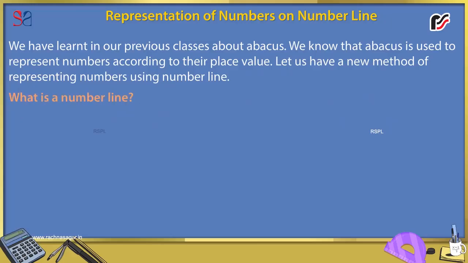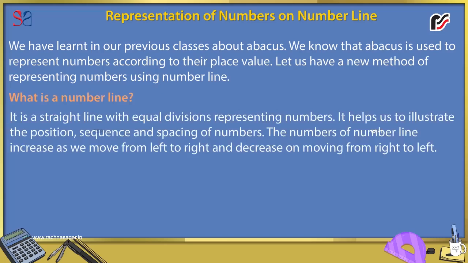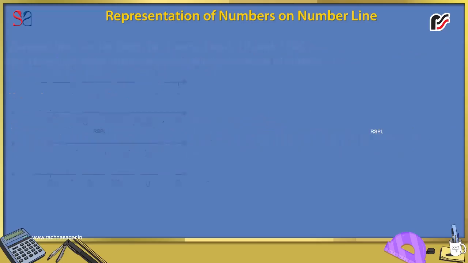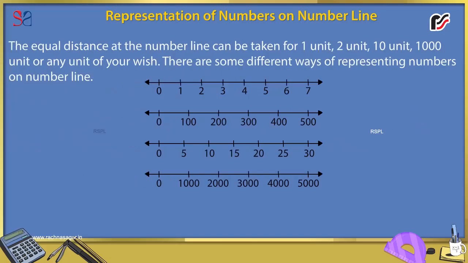What is a number line? It is a straight line with equal divisions representing numbers. It helps us to illustrate the position, sequence and spacing of numbers. The numbers of number line increase as we move from left to right and decrease on moving from right to left. The equal distance at the number line can be taken for 1 unit, 2 unit, 10 unit, 1000 unit or any unit of your wish.